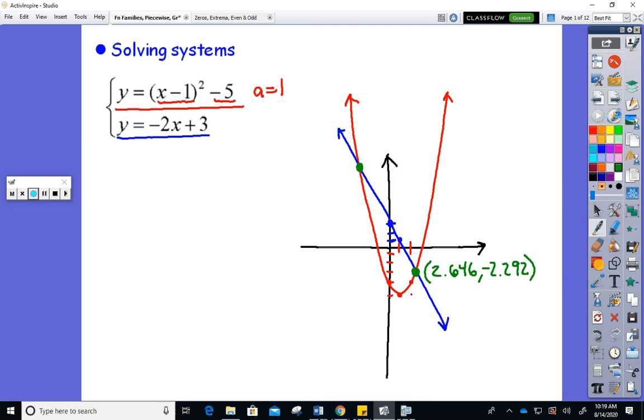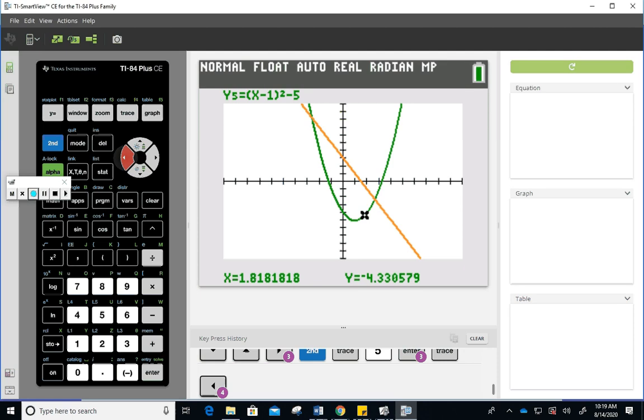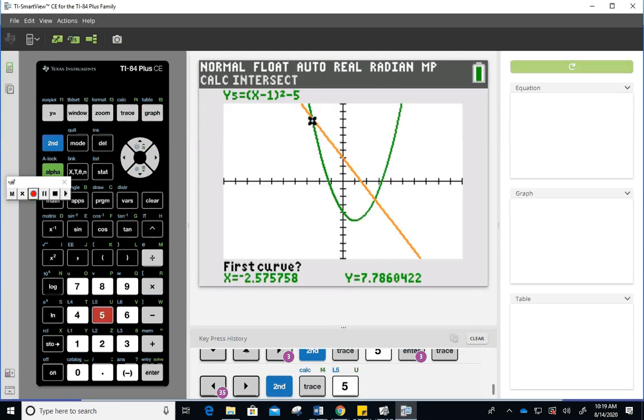So finding the other intersection is equally easy. I'm going to start tracing to the other intersection. As long as you're eyeball close, it's good enough. You don't have to be as precise, instead of left bound, right bound. I can't get much closer than that, but still going to my calculate menu, hitting intersect, hitting enter 1, 2, and 3 times. I get my intersection is negative 2.646, comma, 8.292.